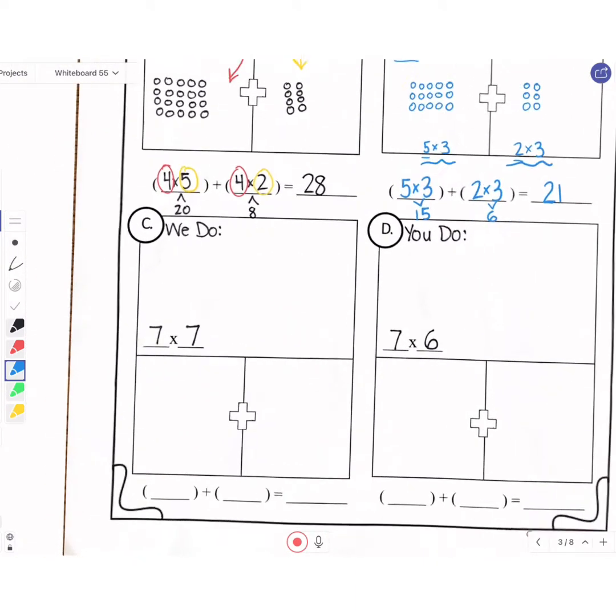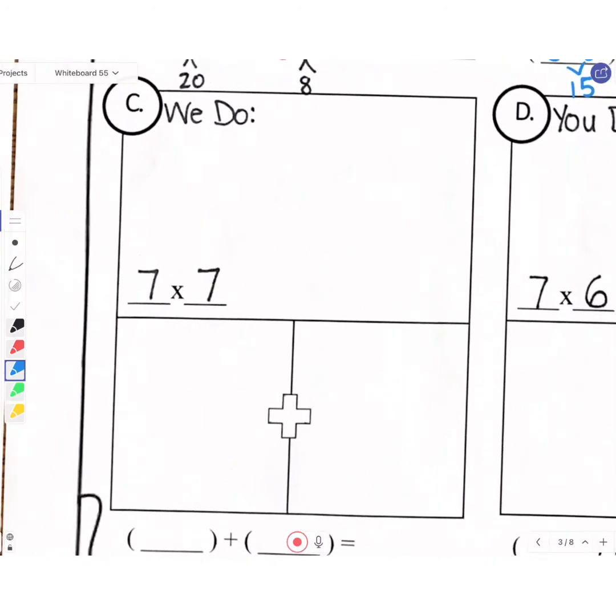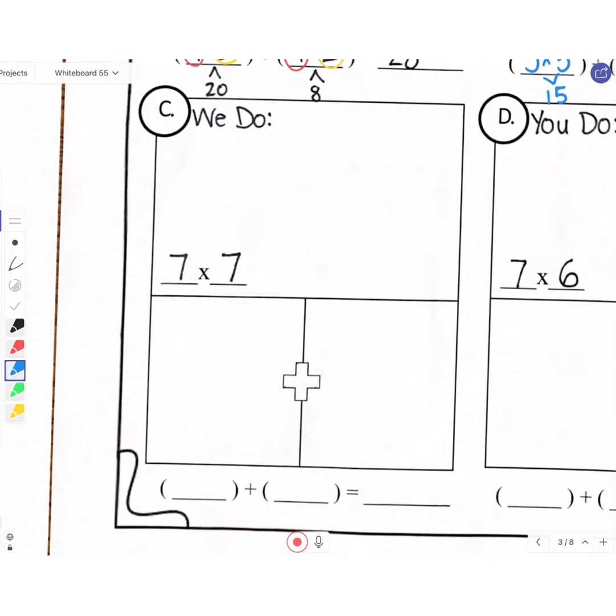Now moving on to the we do section, which is simply another practice of these problems. So 7 times 7, I can break apart either 7, but I'm only breaking apart one of them. So I'll break this one apart into 5 plus 2. So I'm going to draw 1, 2, 3, 4, 5, 6, 7 in nice neat rows and columns.